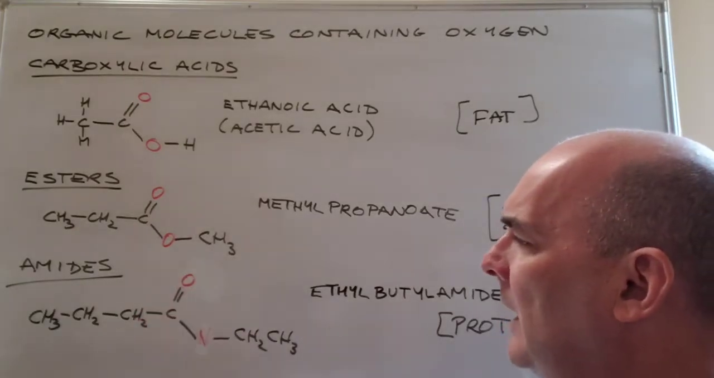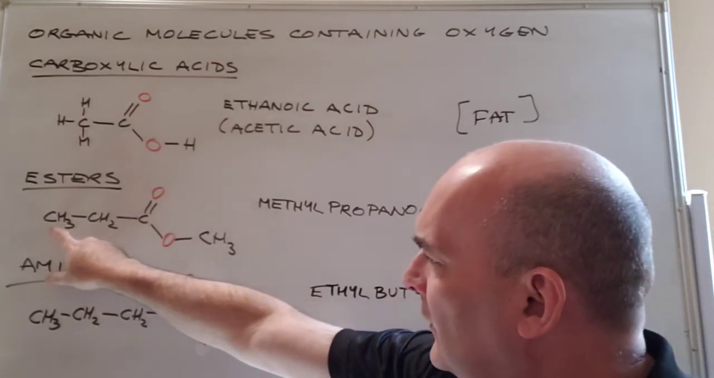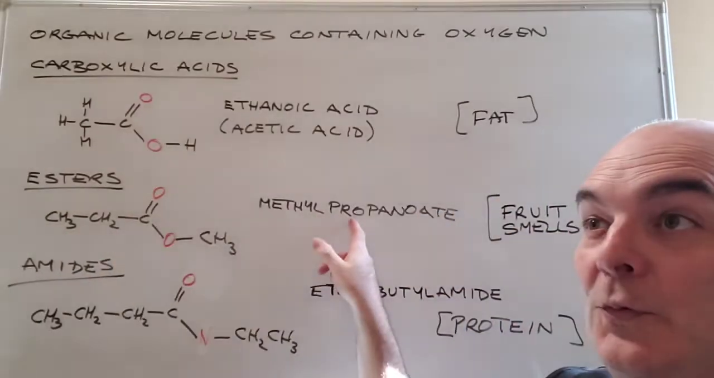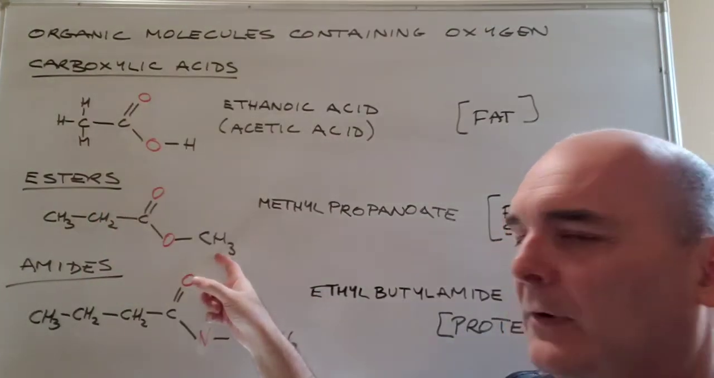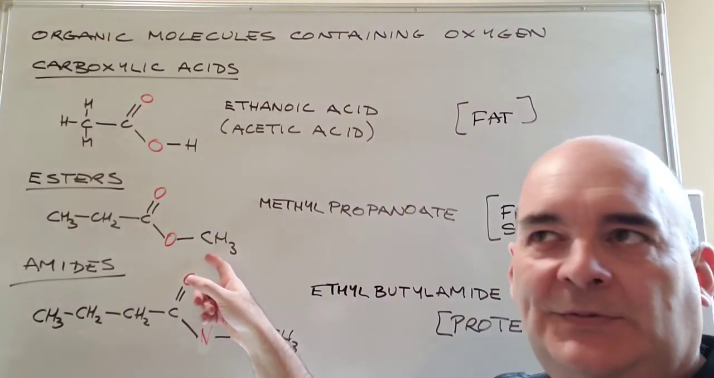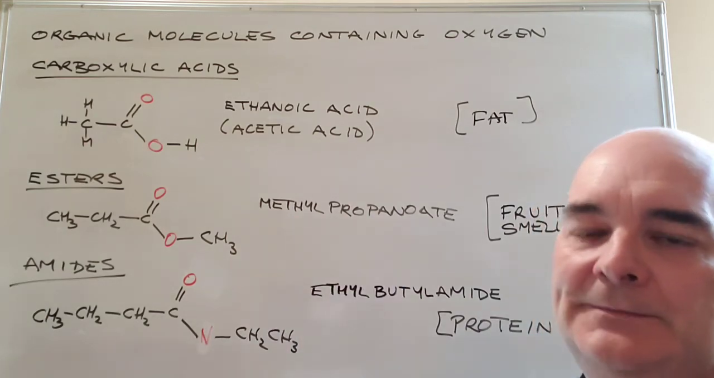And then we have amides. Oh, so this one right here, go back to the ester for just a second. The longest chain is 1, 2, 3. So the root of the word is propanoic acid. And then I'm going to throw a methyl on the front of it. So this is the methyl substituent of propanoic acid. It becomes methyl propanoate.